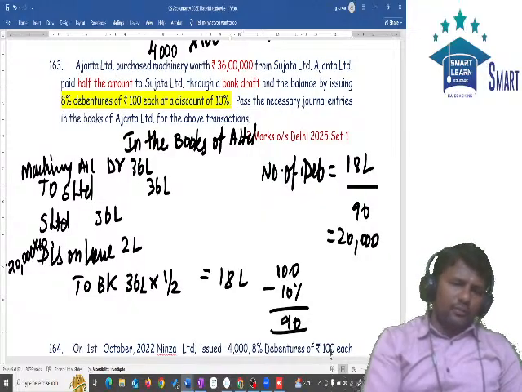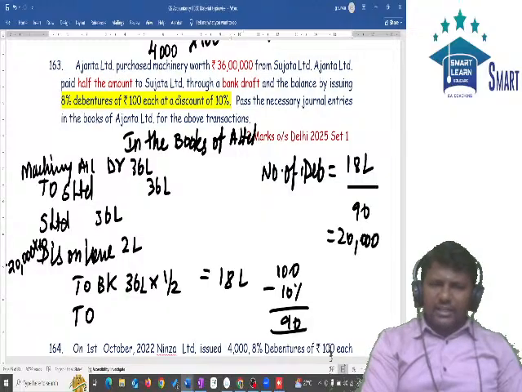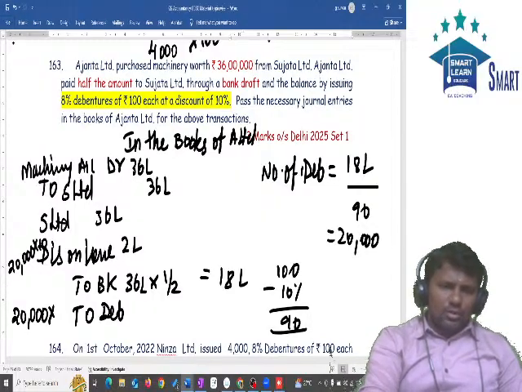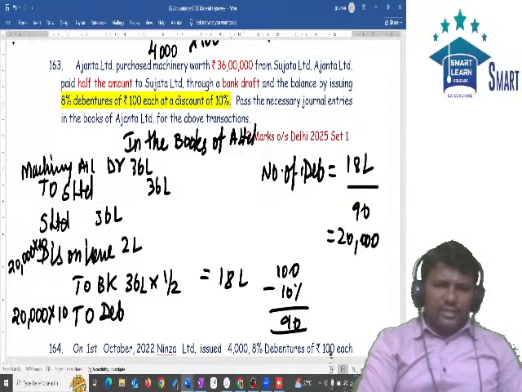Then we also need to find out, to bank it is 18 lakh, to debenture. How to find out debenture? Total are 20,000 debentures into what is the face value? Face value it is 100. 20,000 into 100 will give you 20 lakh.